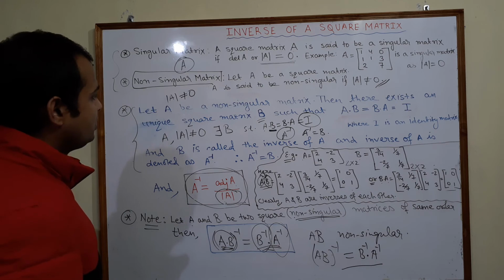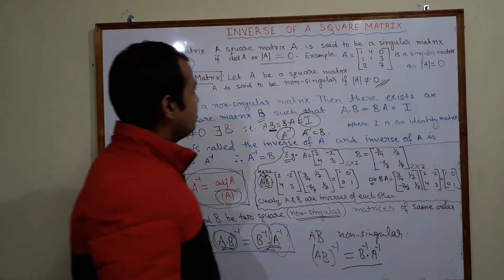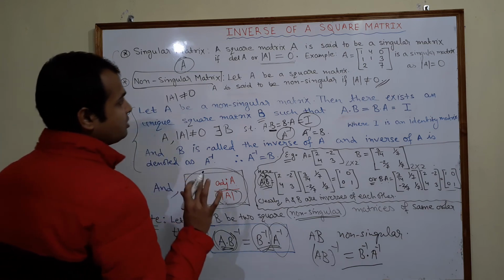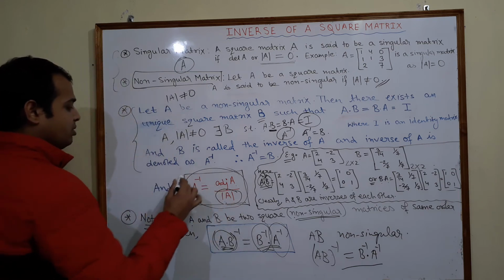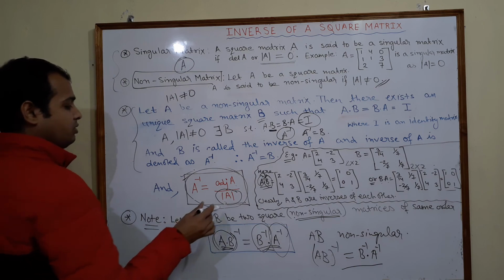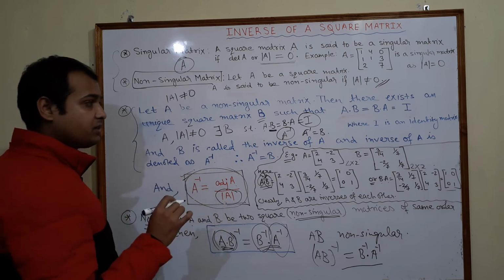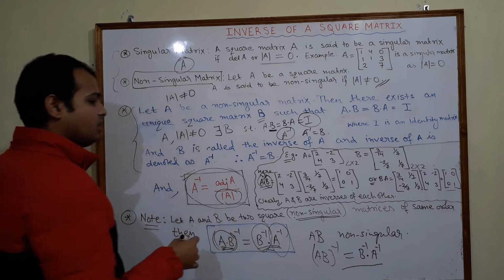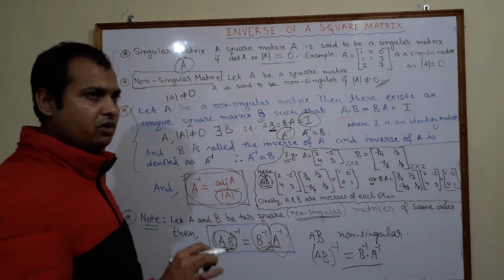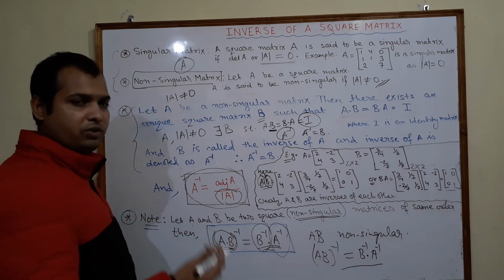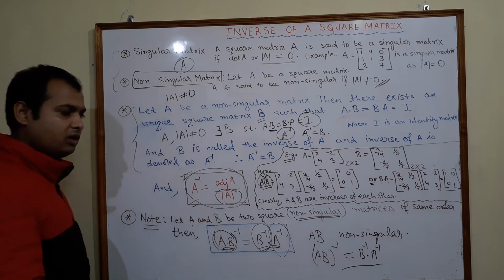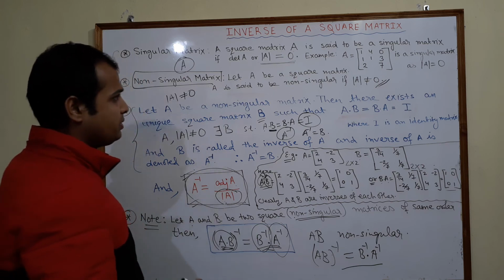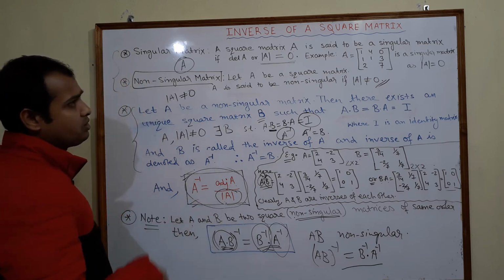So this is all about the introduction of the inverse of a square matrix. You should always remember this formula, and you should always know that the inverse exists only for a non-singular matrix. So whenever you get a matrix, first check whether it is non-singular or not. If it is non-singular, then only proceed with this formula. Otherwise there will be no inverse for the matrix. So this is all for the inverse of a square matrix.